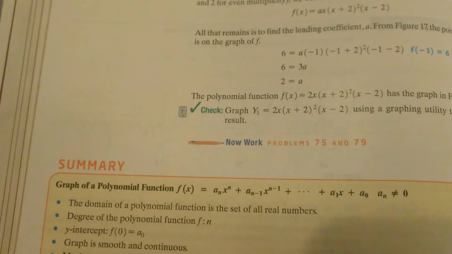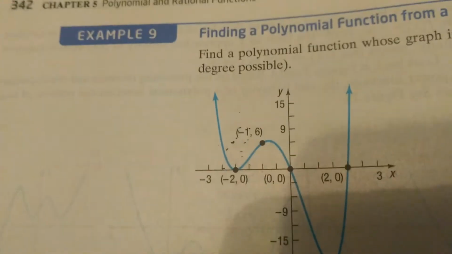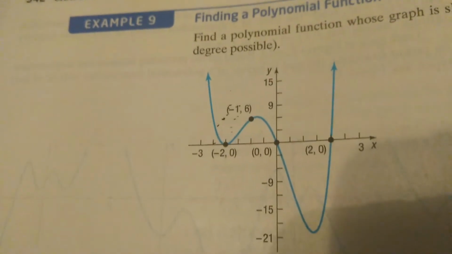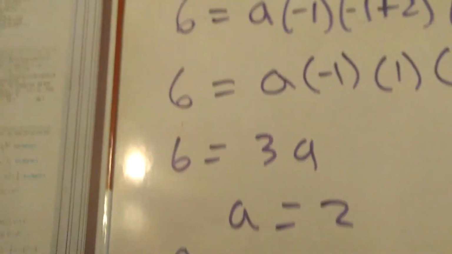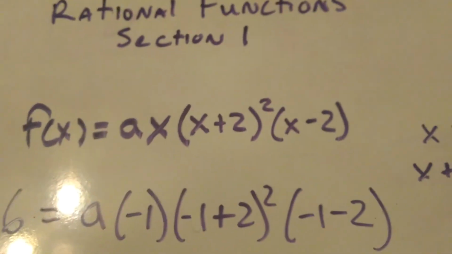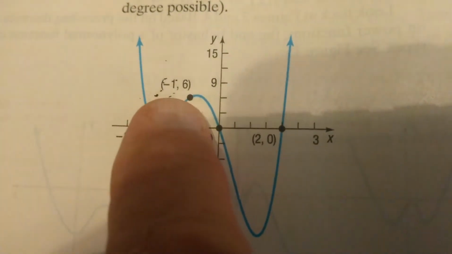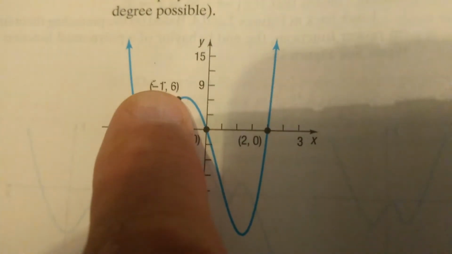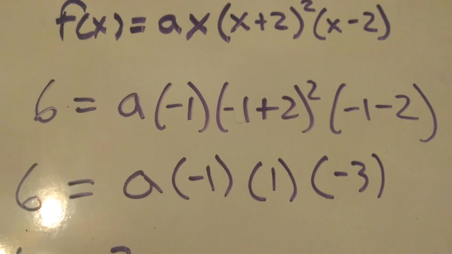Now, based on the graph, one thing that we can do to find a is to use an ordered pair. One of the things we can use is the ordered pair that's in the graph, which is -1, 6. The -1 is x, the 6 is y. So here's the equation we're using. If we go to the graph, we can see that we have this ordered pair, which is -1, 6. So I can put -1 in for all the x's and 6 in for y, which is what I've done here. Now I just do the math.